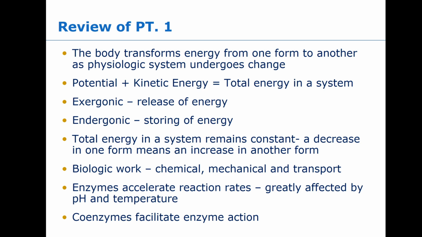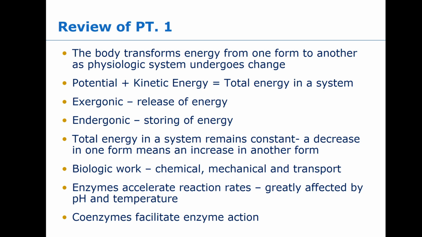Let's take an opportunity before we move on to part 2 of chapter 5 to go over the most important concepts from part 1. And we're going to go straight down the bulleted list. Be aware for your first quiz, the body transforms energy from one form to another as physiological systems undergo change. Remember, potential plus kinetic energy together combined make the total energy present within a system. Remember that exergonic reactions release or allow heat to exit, while an endergonic reaction brings in energy or traps heat. The total energy in a system remains constant. If there's a decrease in one form of energy, it means that there's an increase in another form present.